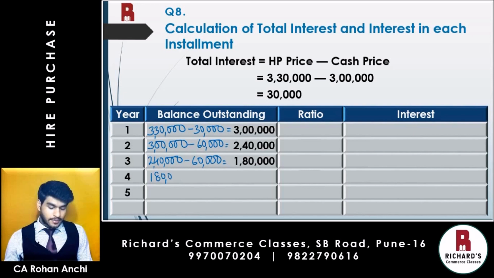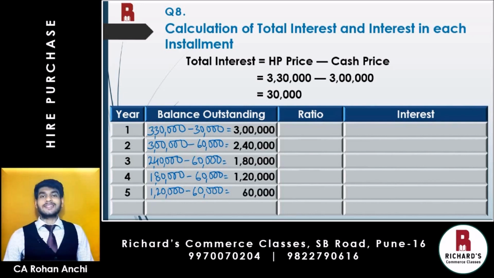Then 1,80,000 minus another installment of 60,000, we have balance outstanding as 1,20,000. And finally 1,20,000 minus another installment of 60,000, and that comes to 60,000 outstanding. So at the time of the 5 installments, we have got balance outstanding in each year.